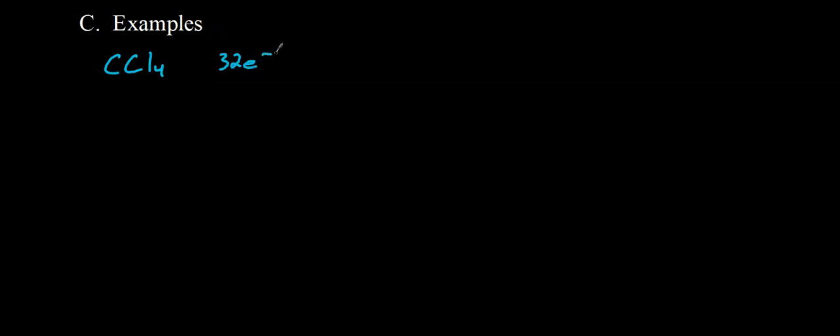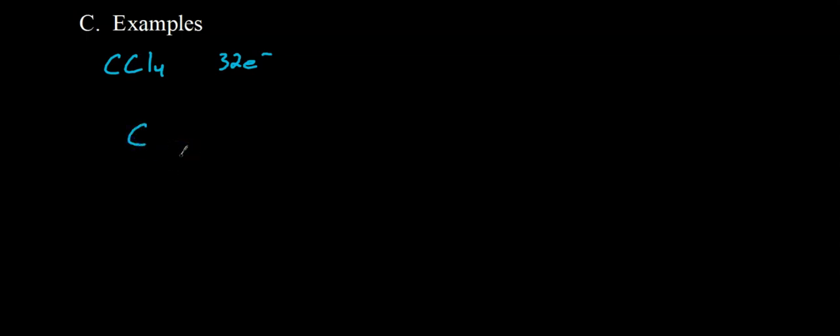All right, next step is to draw our skeletal structure. The central atom is usually the first one listed in the formula. It's always the one that there's just one of. And if carbon is present in the molecule or ion, carbon is the central atom.